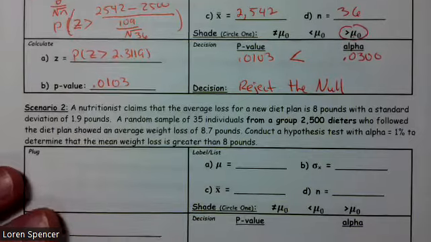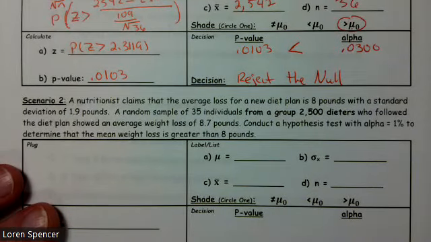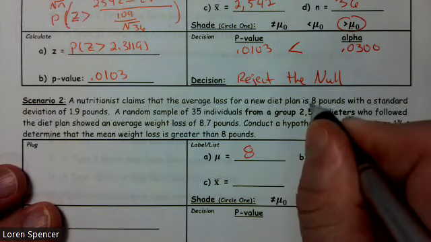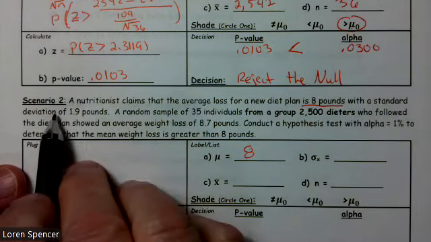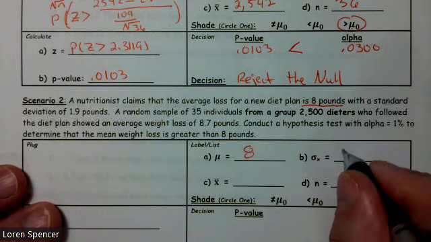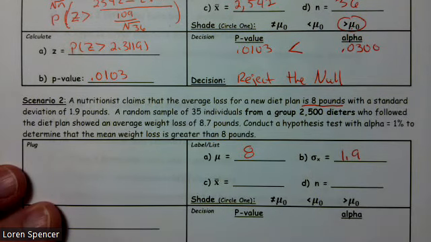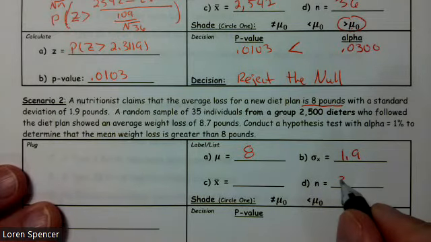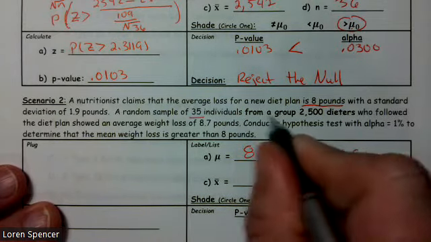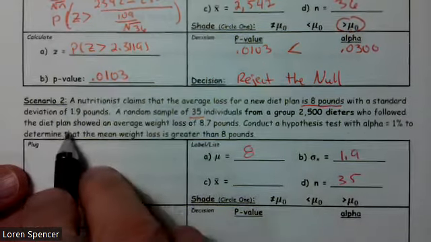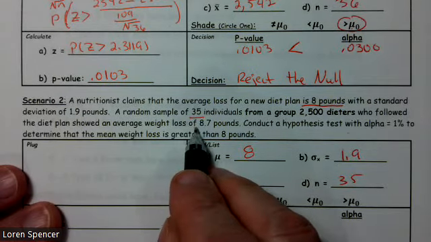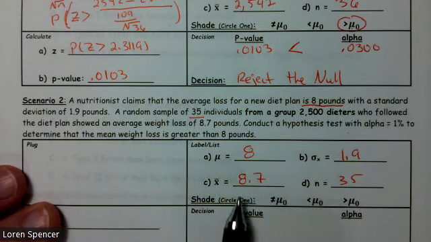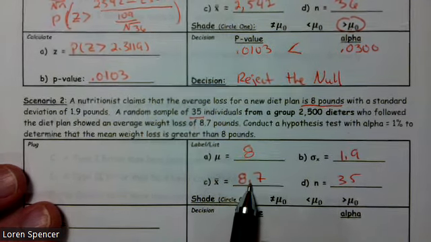Number 2, a nutritionist claims that the average loss for a new diet plan is 8 pounds. So that's our claim. So that must be our population mean with a standard deviation of 1.9. So we have a population standard deviation of 1.9. A random sample of 35 individuals from a population size of 2,500 who followed the diet plan showed an average weight loss of 8.7. So that's our sample mean.